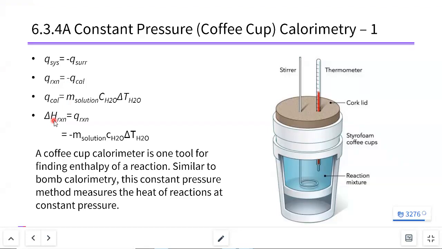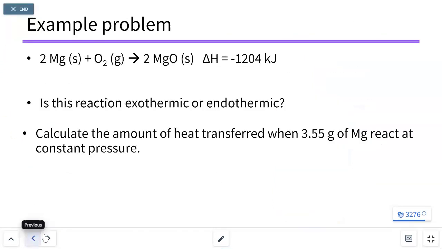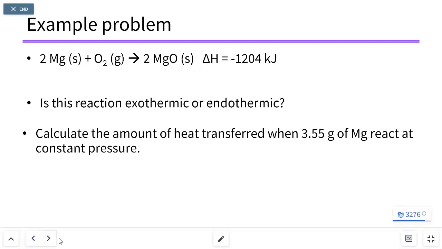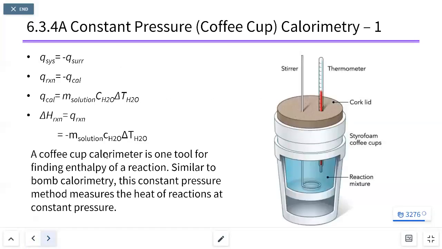However, one really important note. Delta H values are usually measured on the molar scale. So just like what we saw in the previous example, where we had this based on the molar scale, 1,204 kilojoules for every 2 moles of magnesium, 1,204 kilojoules for every 1 mole of oxygen, 1,204 kilojoules for every 2 moles of magnesium oxide. That's the truth here as well.